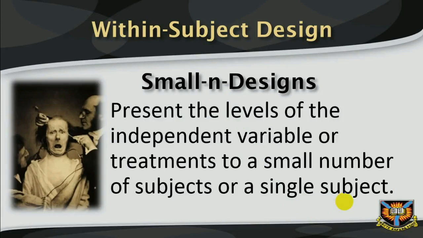Small n design experiments are common in psychophysical, clinical, and operant conditioning research. Just as with the within subject design, the experimenter must be careful to counterbalance treatments and anticipate any problems associated with administering multiple treatments to individual subjects.